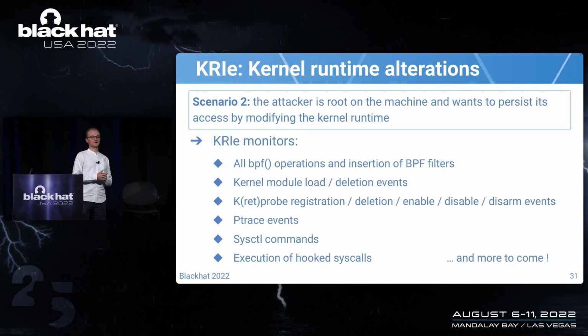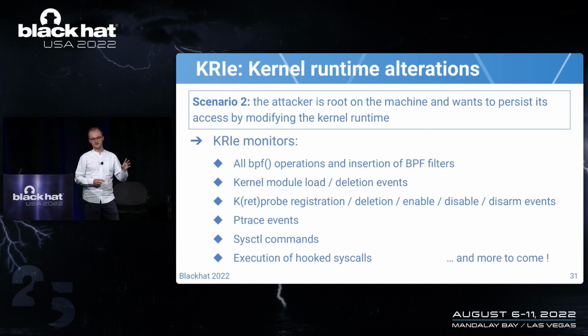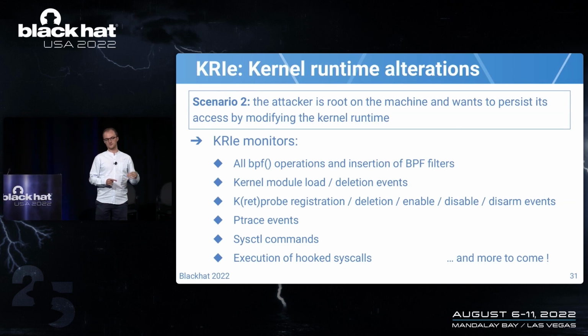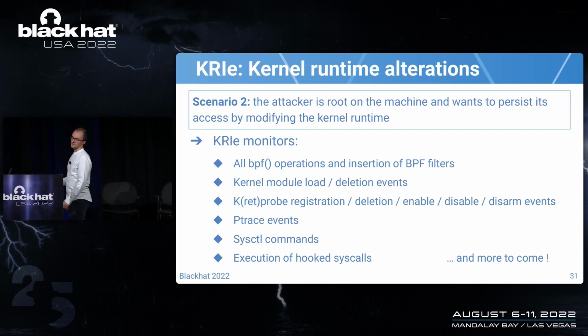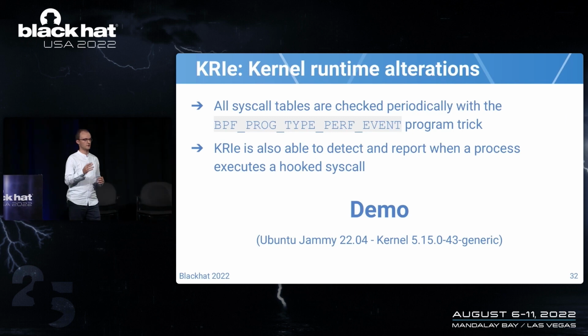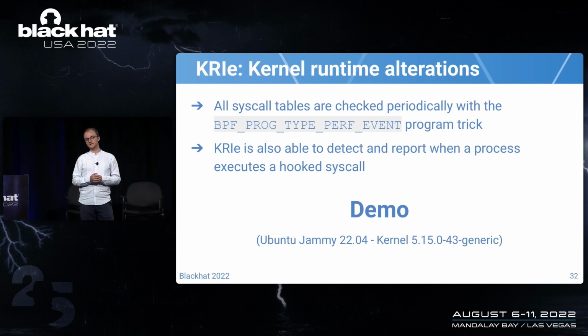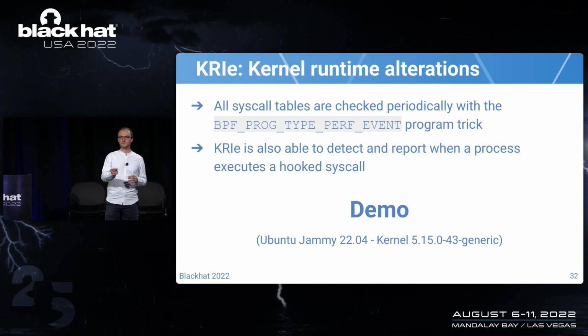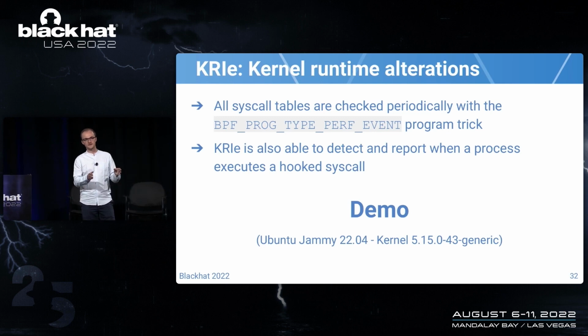All right, so what cry does because of all of this is actually monitor everything I've just talked about. So any kind of BPF operation will generate an alert, any kind of kernel module load or deletion events, any kind of kprobe registration or disarm events, and so on. And more importantly here for the next demo, execution of hooked syscalls. So cry is able to detect, again, with the periodic check trick, that the syscall table was hooked just by looking at the address of the handler of a syscall. If it is outside of the kernel text, so if it is, for example, inside of the module code, it will trigger an event. And also, if the handler changes over time, it will also trigger an event.